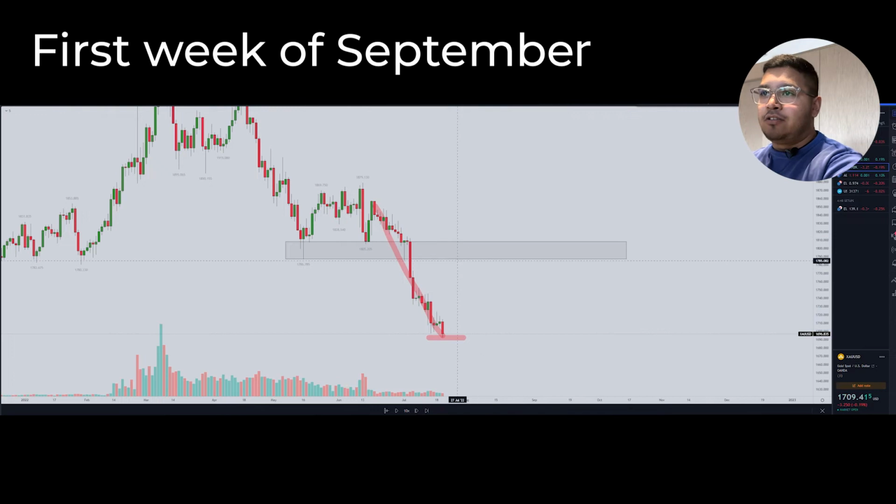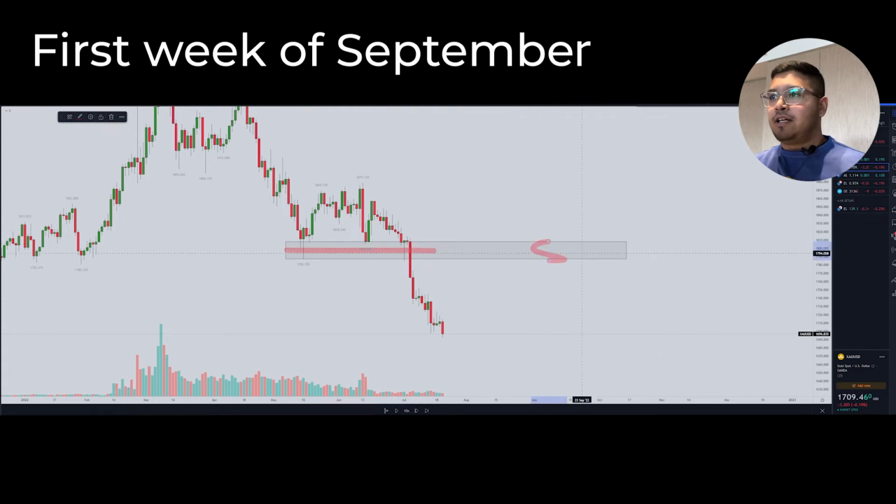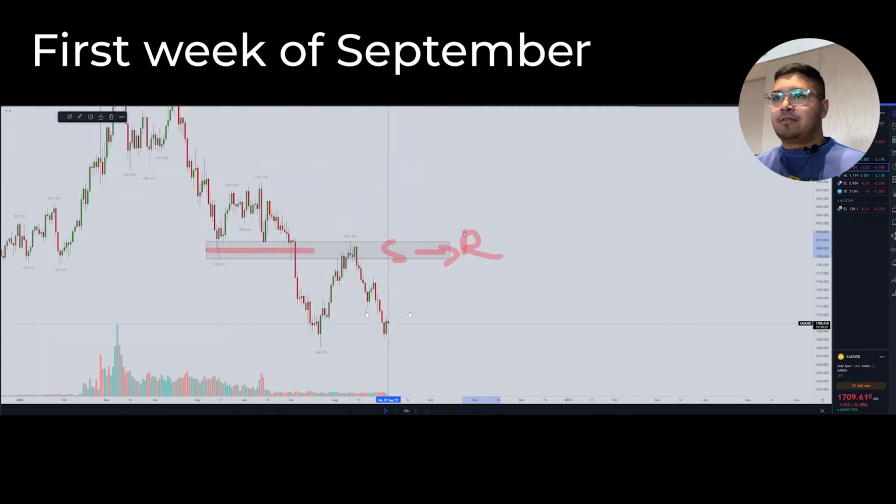But essentially, I look for previous levels of support and resistance that are broken and recent levels. And you can see we have a previous level of support here that we want to act as resistance. And essentially, this is what happened on gold.